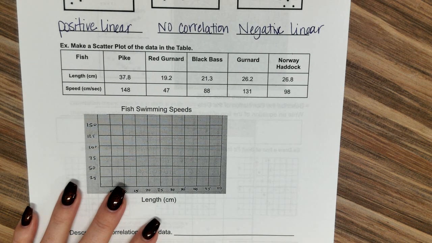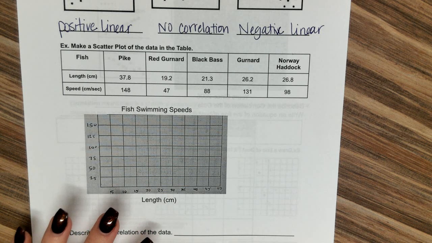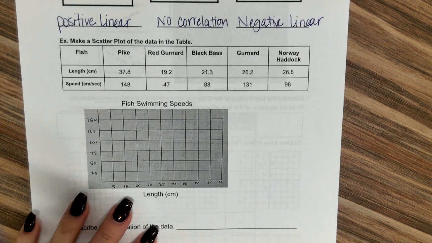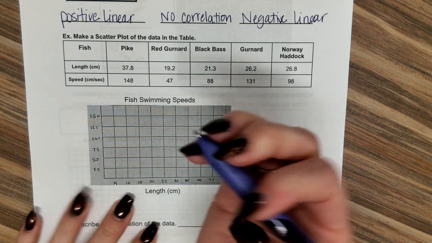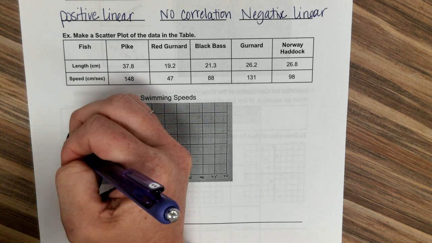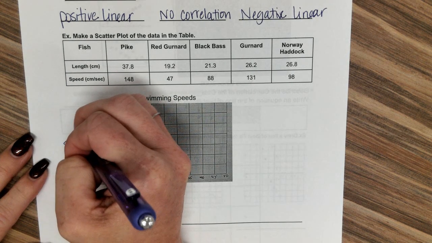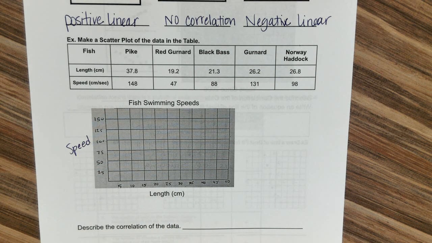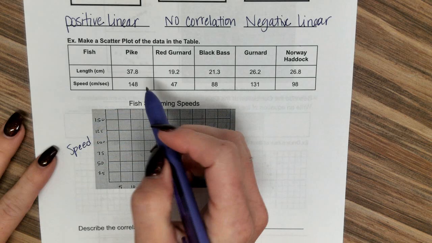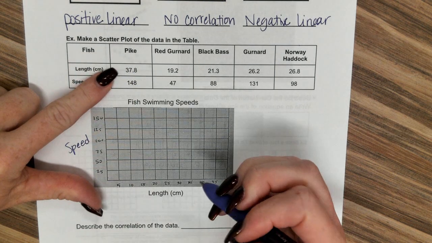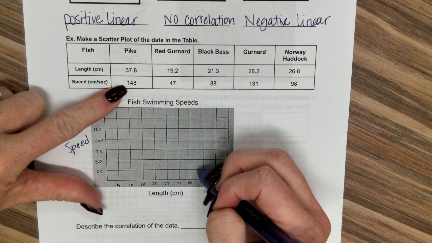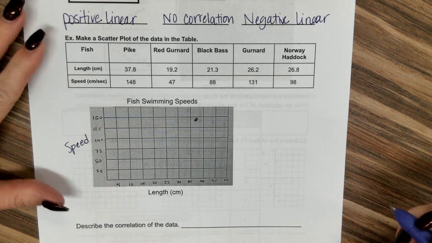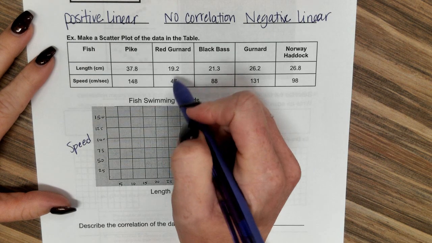So this table is based off of the length of fish and how fast they swim. So right here is the length, and over here is their speed. So what you're going to do is you're going to go graph these points. Now when you graph scatter plots, put them in the best spot. So on the length, I'm going to go to 37.8, which is going to be somewhere in here, and go up to 148, which is going to be somewhere near 150, and you're just going to put a bunch of dots. So everybody go graph it.